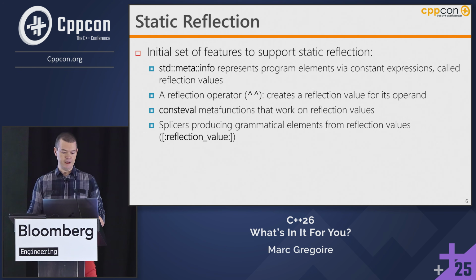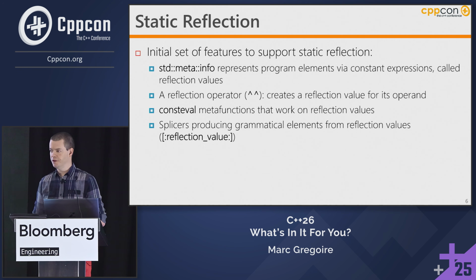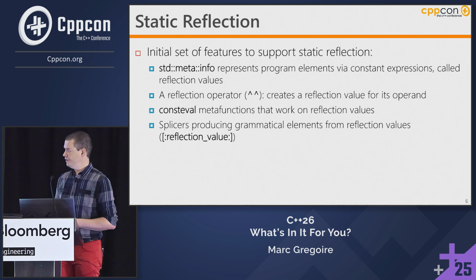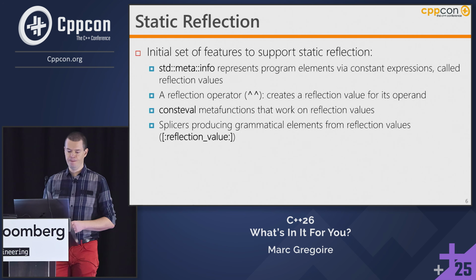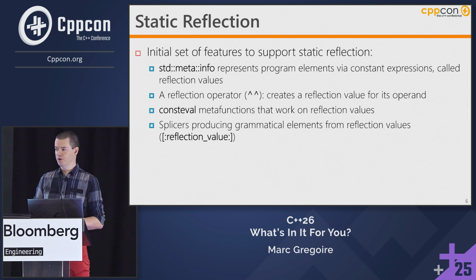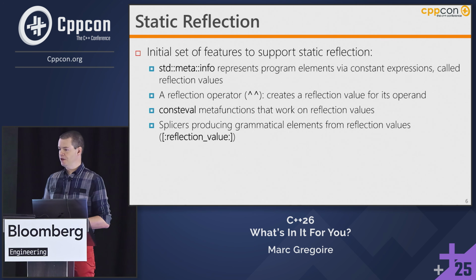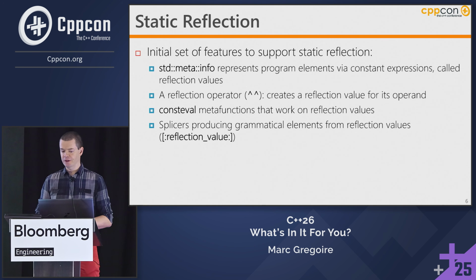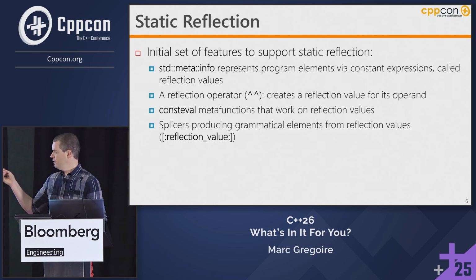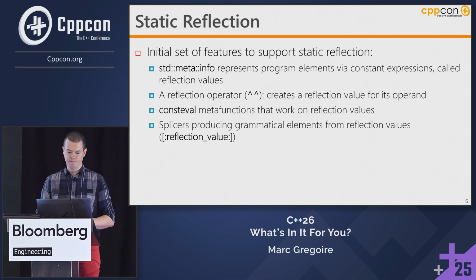To create a reflection value from an operand, you use the reflection operator, and that's a double hat. Next to that, we have a whole bunch of consteval meta functions that work on reflection values. And finally, there is this thing called a splicer that creates a grammatical element from a reflection value, and you see there the syntax.